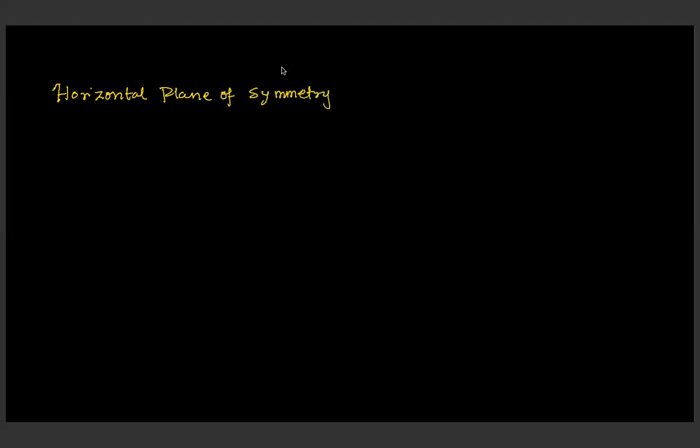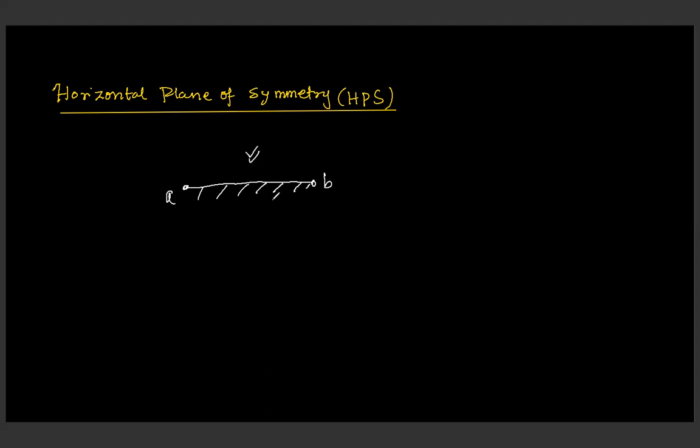This is your horizontal plane of symmetry, or we call it HPS. If this is found in a symmetric circuit, then what are the points you have to take care of? If the horizontal plane of symmetry is found between any 2 points about which we wish to find the equivalent resistance, you have to place a plane mirror over here. So the below part is exactly a mirror image of the upper part.